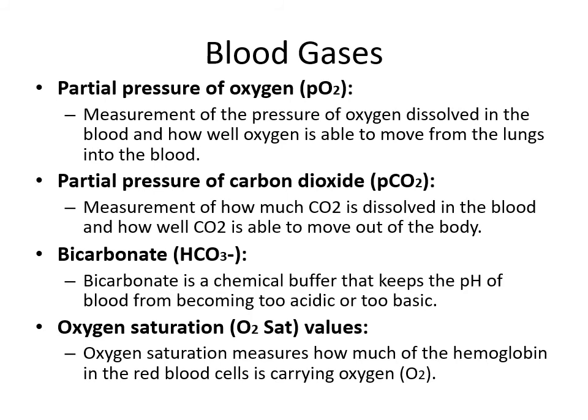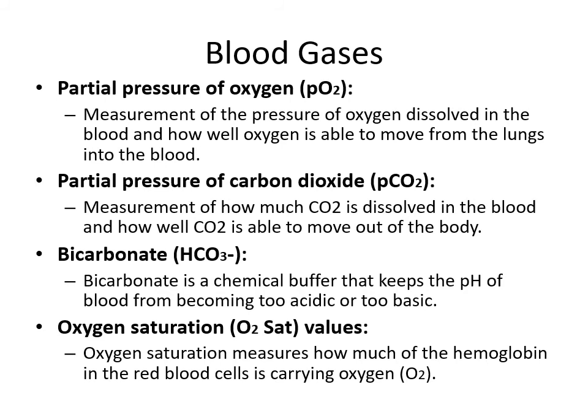Some other important terms you'll see when we're determining acid-base balance is the partial pressure of oxygen. This is the measurement of the pressure of oxygen dissolved in the blood and how well oxygen is able to move from the lungs into the blood. We also have the partial pressure of CO2. This is the measurement of how much CO2 is dissolved in the blood and how well it is able to move out of the body.